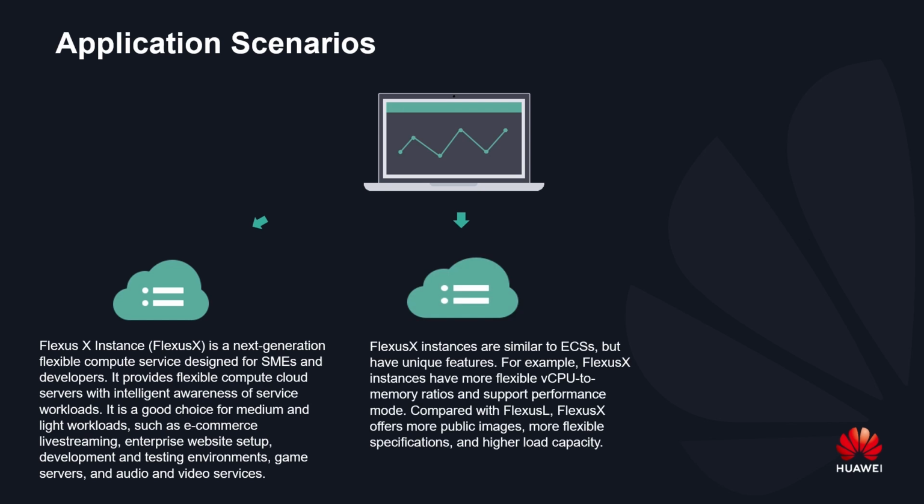Flexus X instances are similar to ECSs, but have unique features. For example, Flexus X instances have more flexible vCPU to memory ratios and support performance mode. Compared with Flexus L, Flexus X offers more public images, more flexible specifications, and higher load capacity. This video shows how to purchase and log in to a Flexus X instance.